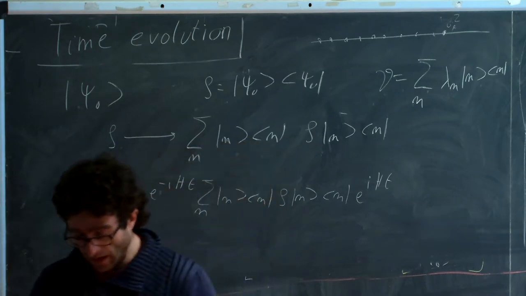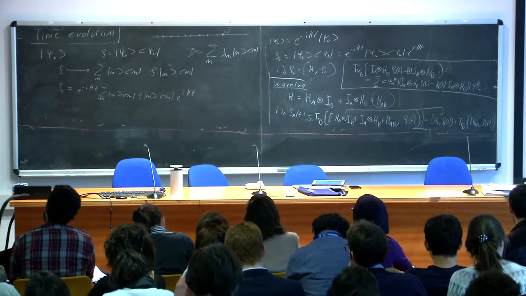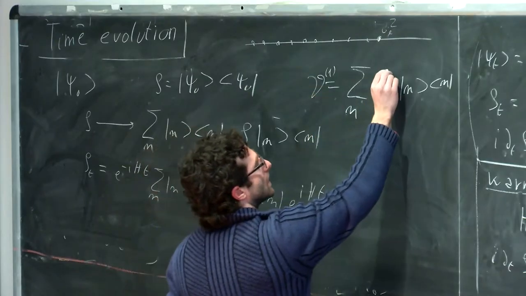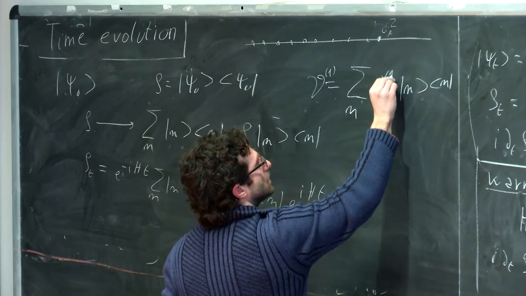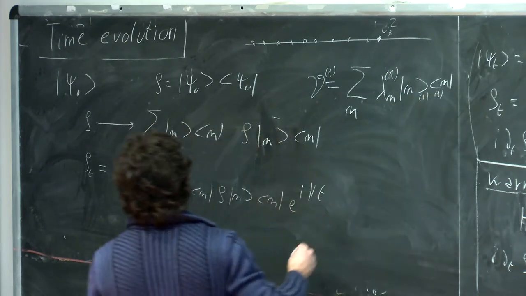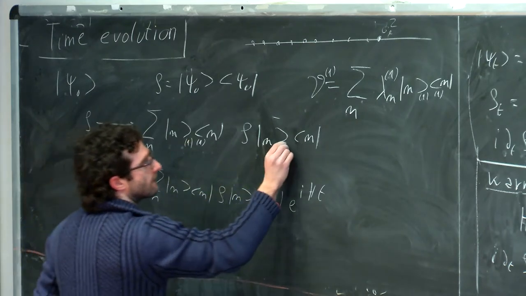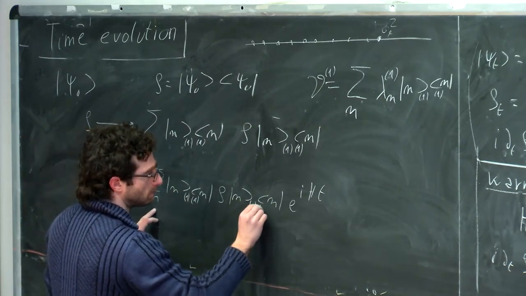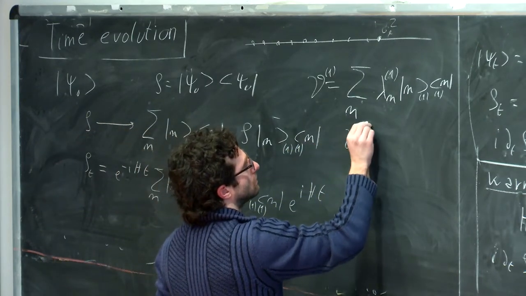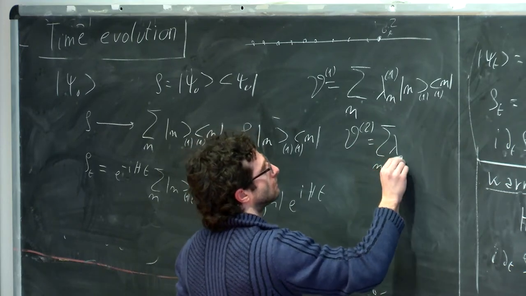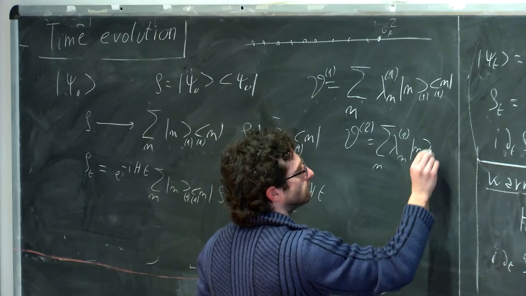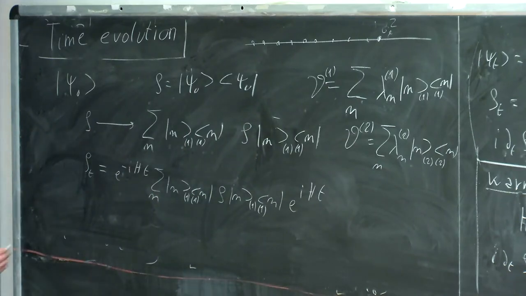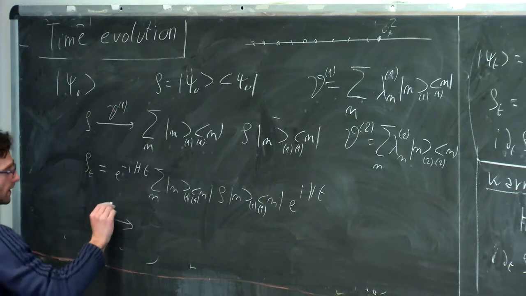Then, let's assume that we want to measure another observable after this time. So the new observable would be, okay, this was O1, let's say. And then we measure the observable O2, and these are the eigenstates of the other observable. So here we measure O1, and here we are measuring O2.